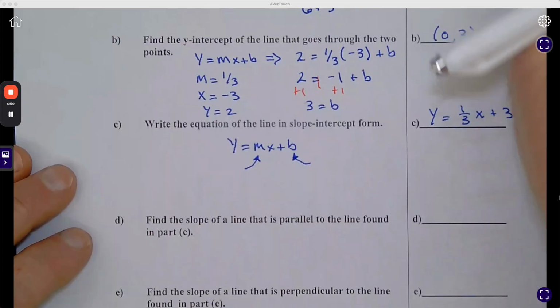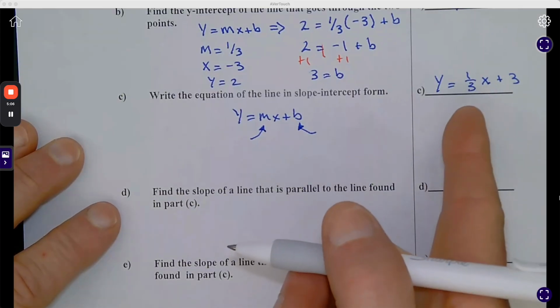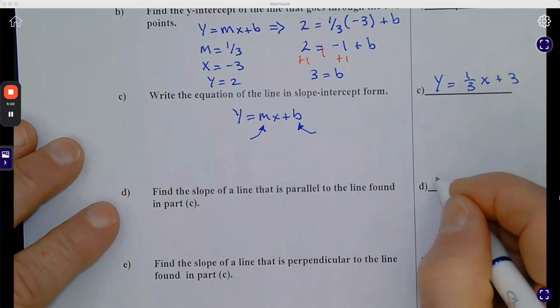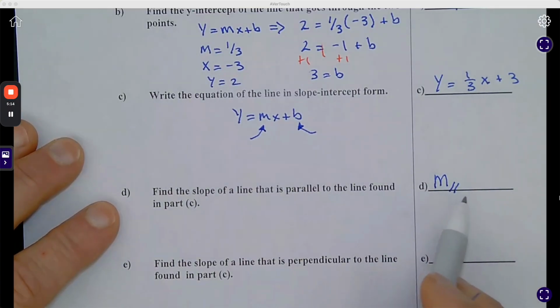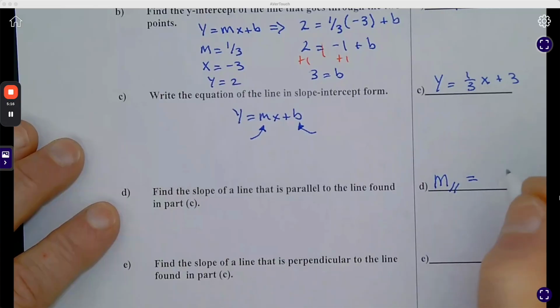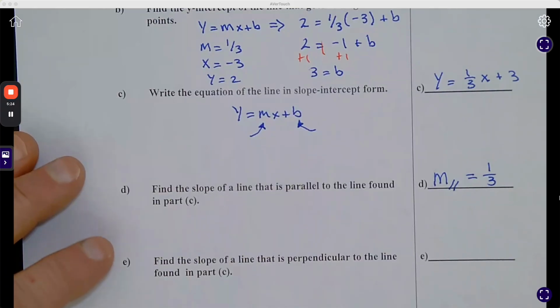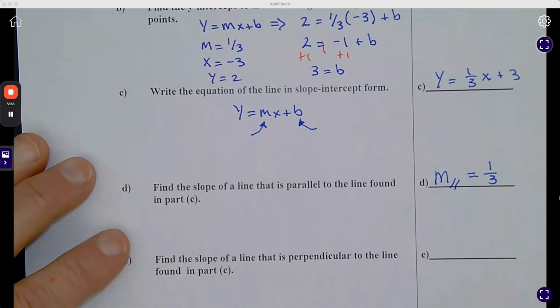All right, now what do I know? I know that parallel lines never intersect and they have the same steepness. So if I look at the slope of that line, parallel lines will be exactly the same. So the slope of a line parallel, that's the notation for parallel, is equal to 1/3 as well. They will never intersect. They will have the same exact movement. All right? What will be different is they'll have different y-intercepts.